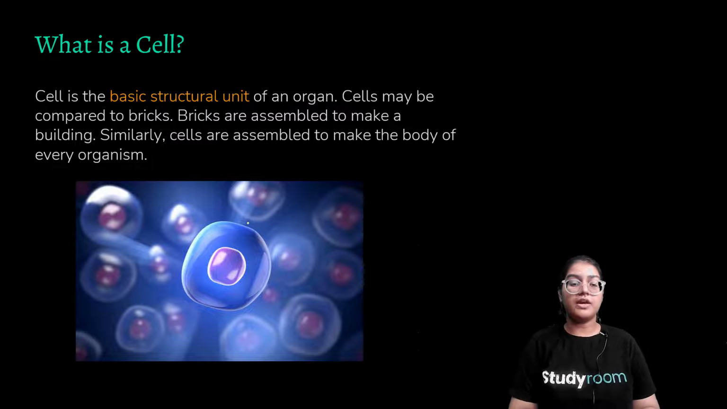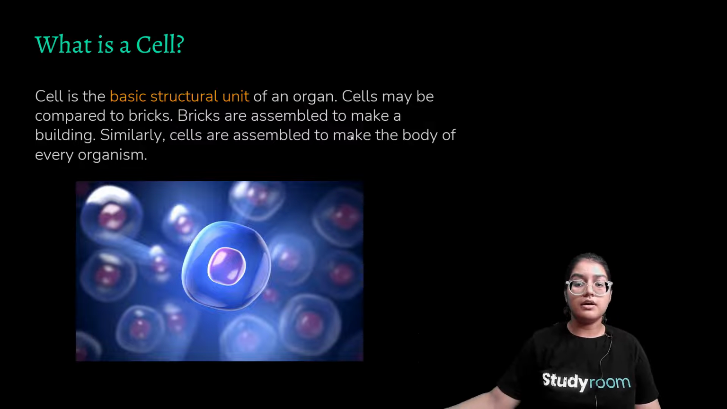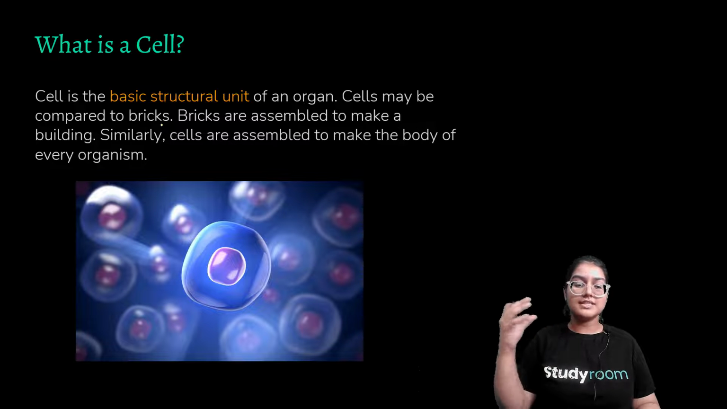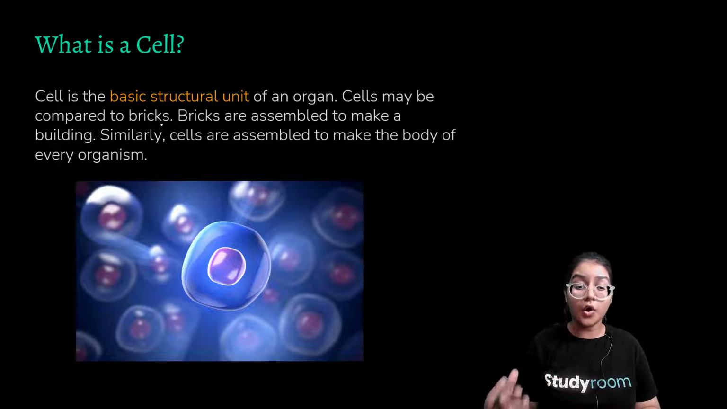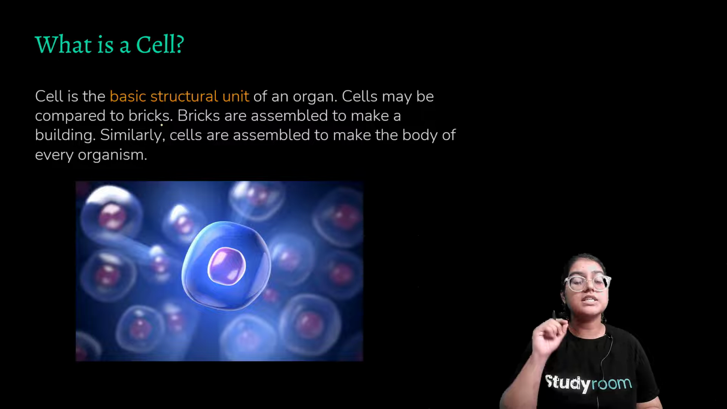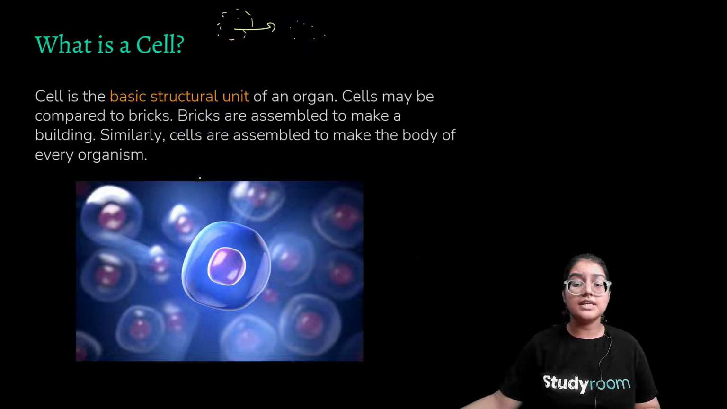Now, coming back to our main topic, the cell. Cell is the basic structural unit of an organ. Cells may be compared to bricks. For example, a house is made up of bricks. So the brick is a cell if we are considering housing terminology. But if you are considering a living organism or an organ, the organ is made up of cells. Cell is the basic structural unit. So for example, this is your organ. What is this made up of? It has many small cells. Similarly, cells are assembled to make the body of every organism.